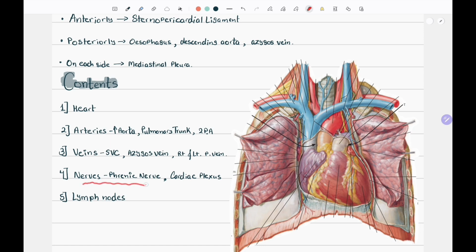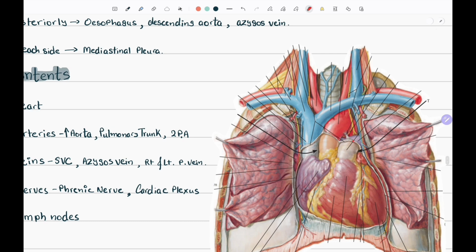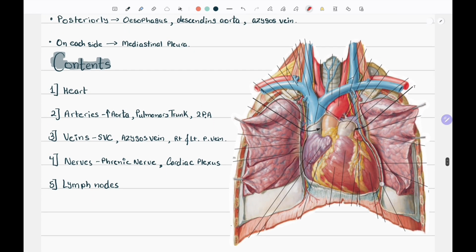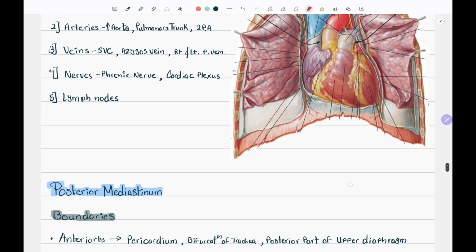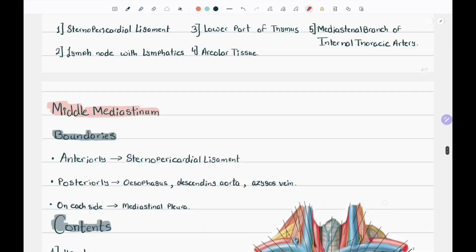In the nerves we have the phrenic nerve and cardiac plexus. So this is my phrenic nerve. It is descending till the middle mediastinum, and the cardiac plexus. So what is the cardiac plexus? The cardiac plexus is in between the arch of the aorta and the pulmonary trunk, right here. And lastly, I have the lymph nodes. So done with the middle mediastinum. Now, lastly, we are going to cover the posterior mediastinum.